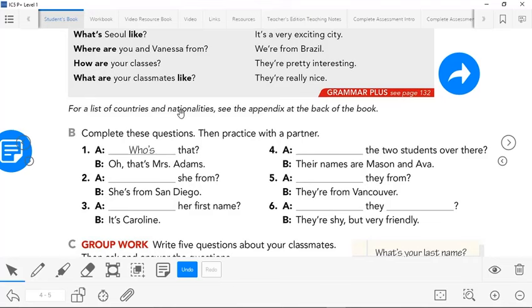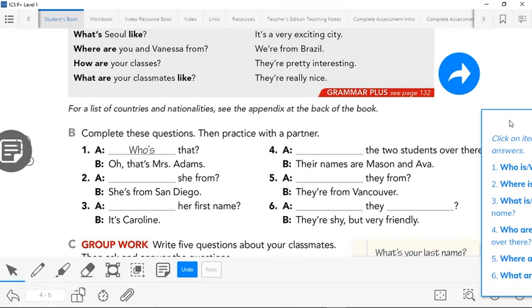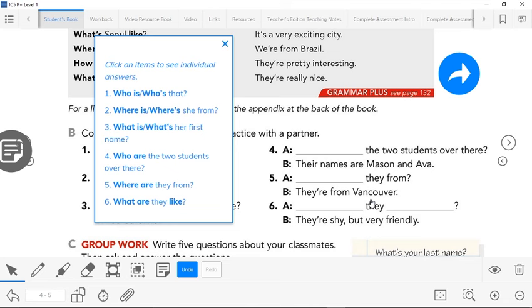Okay, did you finish? Let's check. Number one. Who is, or we can also use a contracted form, who is that or who's that? Oh, that's Mrs. Adams. Where is she from or where's she from? She's from San Diego. What's her first name or what is her first name? Who are the two students over there? Their names are Manson and Ava. Okay. Where are they from? They are from Vancouver. And we also have, what are they like? They are shy, but very friendly.